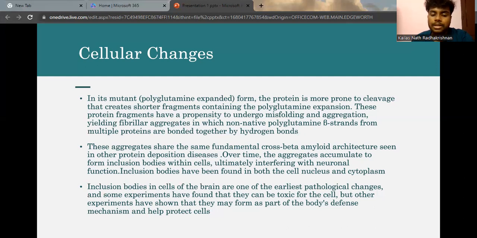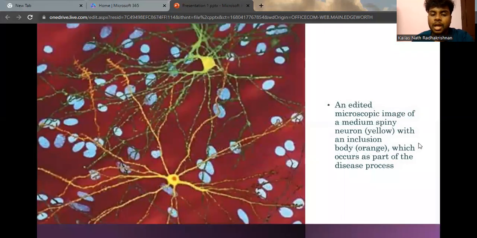Over time, the aggregates accumulate to form the inclusion bodies within the cells, ultimately interfering with neuronal function. So the inclusion bodies have been found in both the cell nucleus and cytoplasm. Inclusion bodies in cells of the brain are one of the earliest pathological changes, and some experiments have found that they can be toxic for the cell, but other experiments have shown that they may form as part of the body's defense mechanisms and help protect the cell.